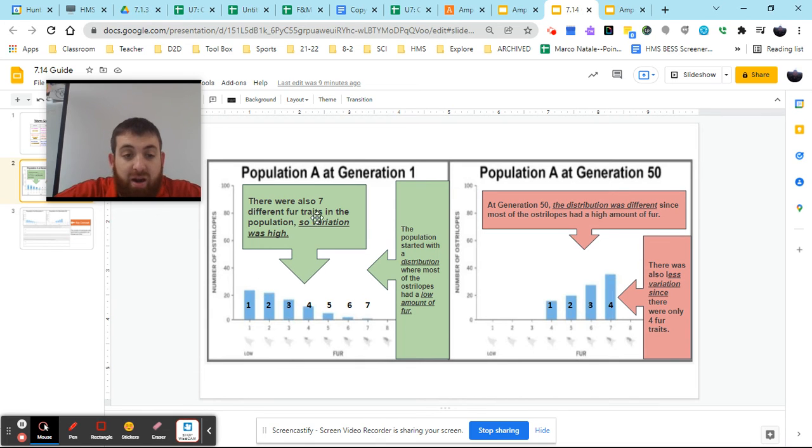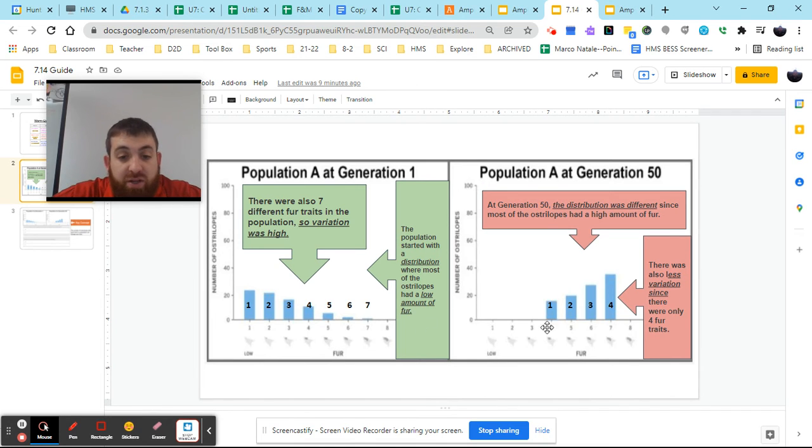When we compare this histogram to the population here at generation 50, after time has passed, we see that not only the variations have changed, but the distribution. So the distribution is different. Before, we had little to no fur in the middle variations. Here we have a lot more. We had almost none at 7, and now we have the most at 7. So our distribution has changed.